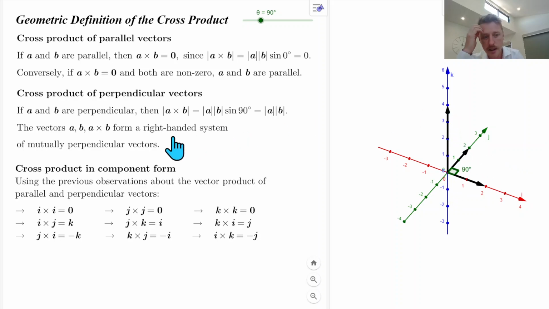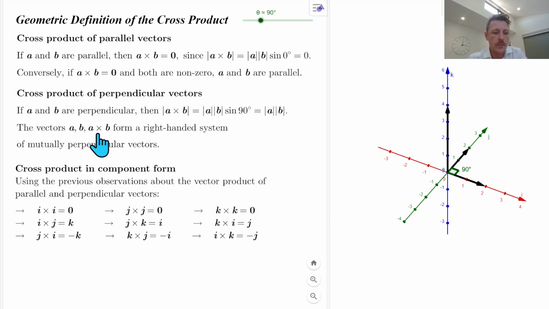Okay, the vectors A, B, and A cross B form a right-handed system, okay? And that should make sense. What that means is all those vectors are mutually perpendicular. So what you've got is a system. Another way you can think about it with your right-hand rule is everything's at right angles to one another. We've got vector A cross B, then we've got vector B, and we've got vector A. So they're all at right angles to one another.